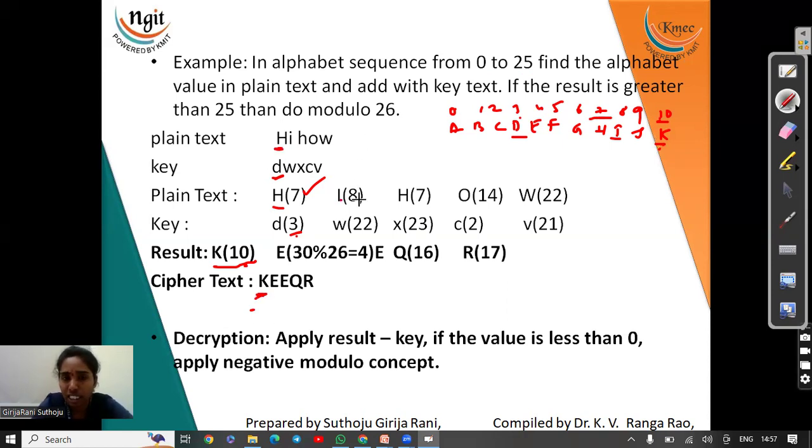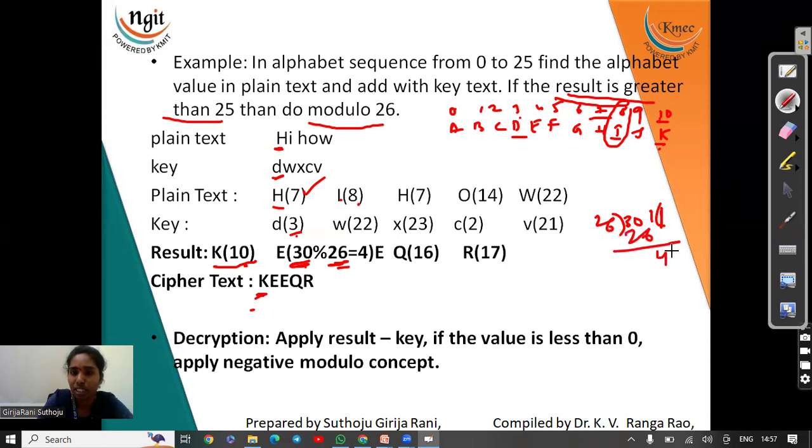Next, I is 8 and the key W is 22, in the alphabet sequence from 0 to 25. When we add these two, we get 30. What is the statement I gave prior? If the result is greater than 25, we take the modulo. That is why I have done 30 modulo 26, which is 4. What is the value 4? E. So the plain text I is replaced with the ciphertext E.